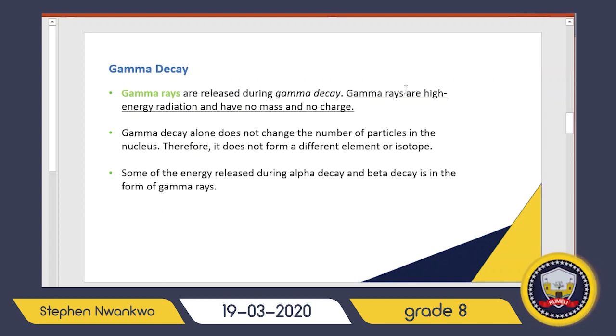It is just rays. Okay, so therefore it doesn't form a different element or isotope. As a result of gamma decay, it cannot form a new element, but because it most of the time occurs with alpha and beta decay, it can form a new element.